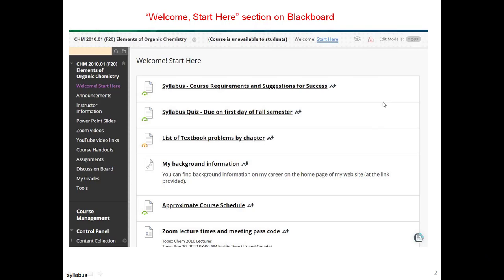This is a picture of the way Blackboard should look for you when you go in for our course. You'll see over here on the left side there's a lot of different little titles. Those may change a little bit as I modify it for our particular course. Right now I have up here Welcome, Start Here, and that's going to have these things here, the syllabus, which tells you about the conditions for the course. There's a syllabus quiz that'll be in there. There's a list of textbook problems by chapter in the book. A little bit about me, my background, and then the approximate course schedule, that could change. And then down here I have the links for joining the Zoom lectures.